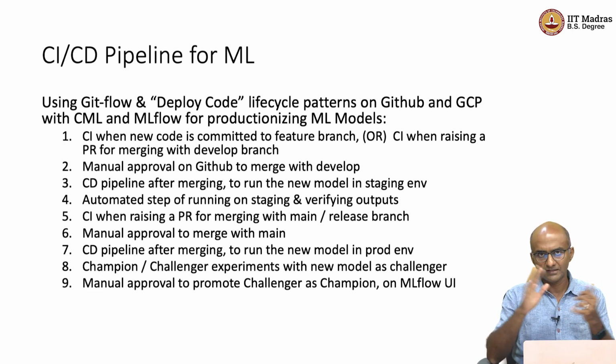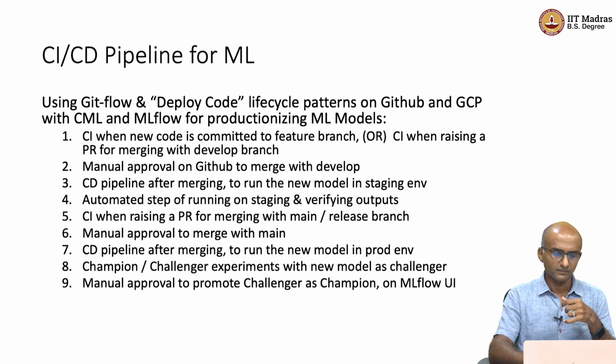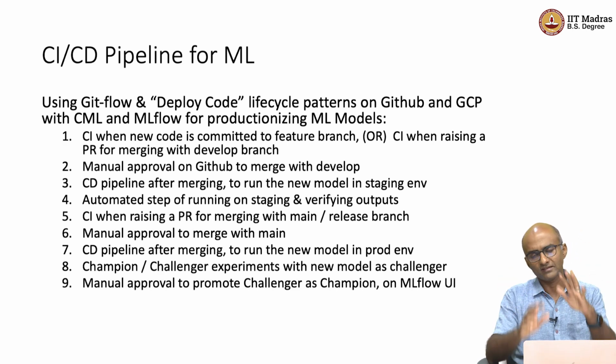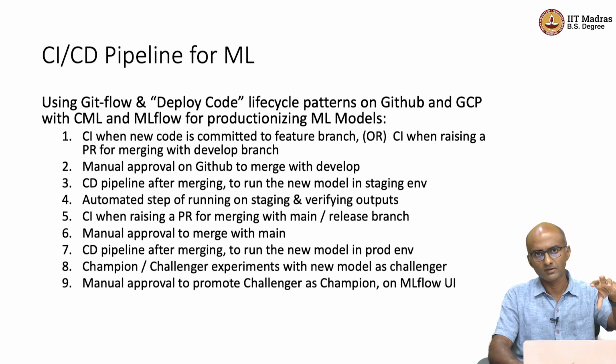So let's go through it step by step. First and foremost, you've got CI. Okay, even before CI starts, firstly, there is a feature branch, right? By adopting Git-flow principles, we would create a separate feature branch or a separate model branch for a new model that we want to create for a problem statement.